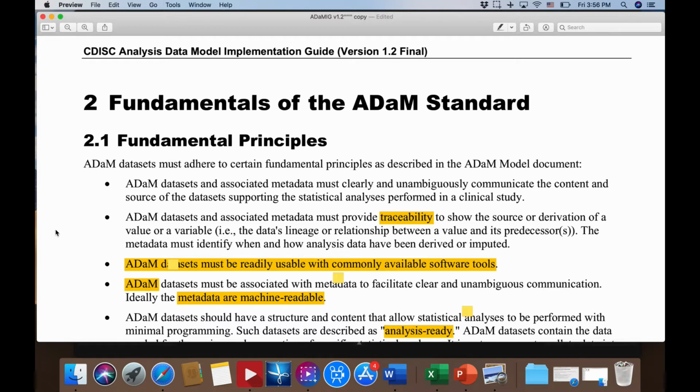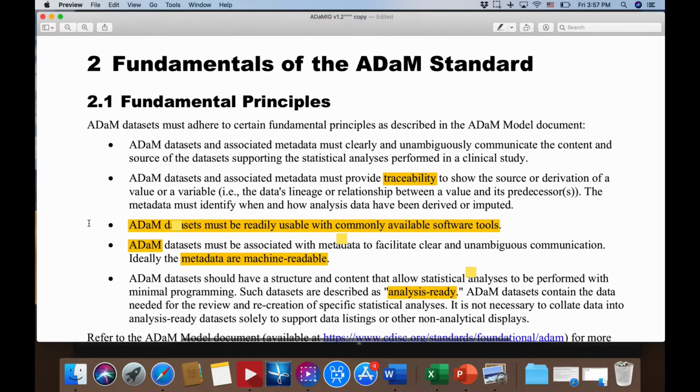Today I'm going to continue talking about part 2 of ADaMIG version 1.2, about the fundamentals of the ADaM standard. As I mentioned before, I'm only talking about the important ones, or the ones that are more tricky or need your attention. Some may be very straightforward, and I don't want to mention those. These are the ones that I think are more important and need your attention.